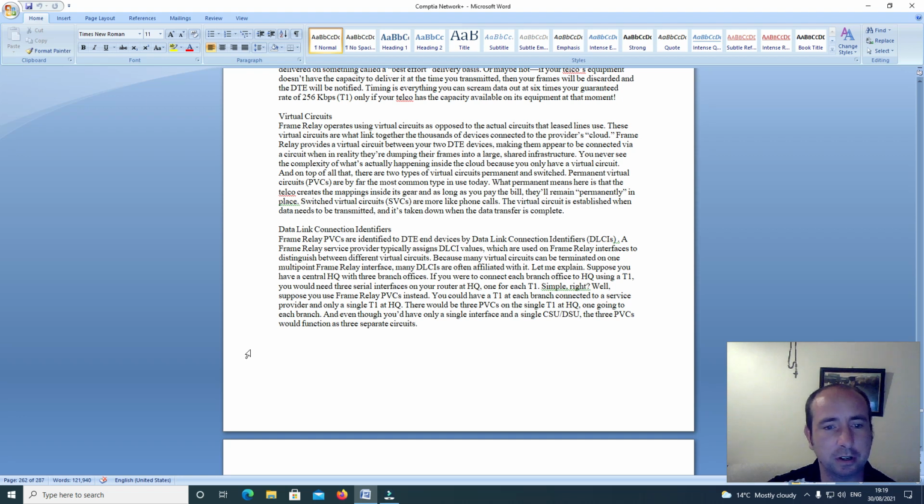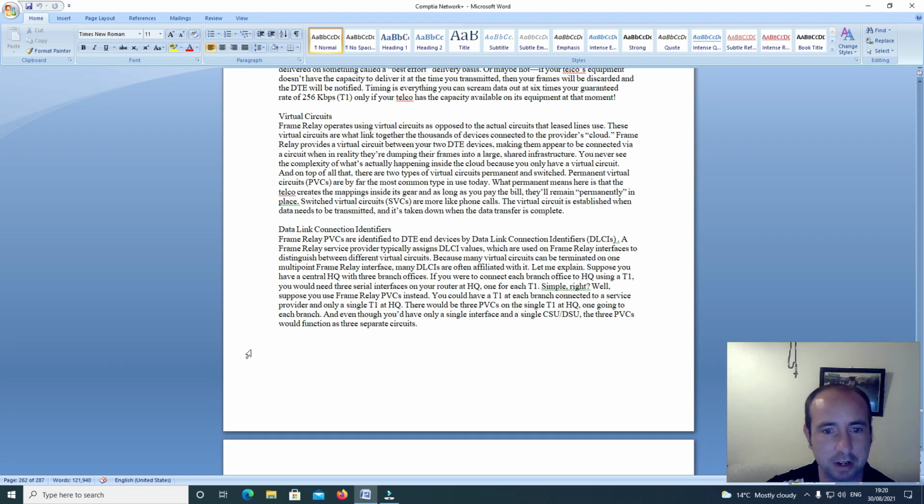These virtual circuits are what link together the thousands of devices connected to the provider's cloud. Frame relay provides a virtual circuit between your two DTE devices, making them appear to be connected via a circuit when in reality they're dumping their frames into large shared infrastructure. You never see the complexity of what's actually happening inside the cloud because you only have a virtual circuit.